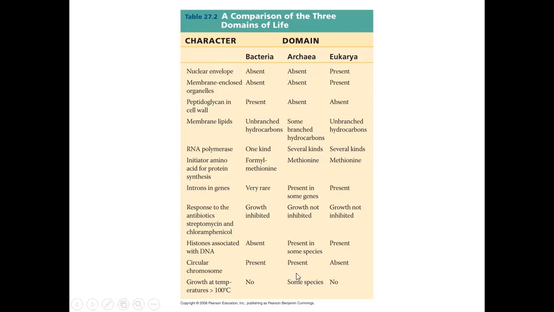Archaea also contain a circular chromosome, that is plasmid, but it is not present in the case of eukarya. In this manner, you can look into each and every point about RNA polymerase, membrane lipid, initiator codon amino acid, and introns in genes. What is an intron? In genes, you can see introns and exons, right?